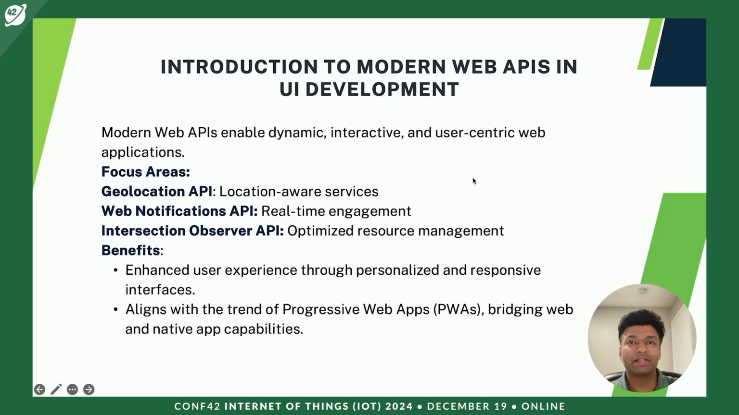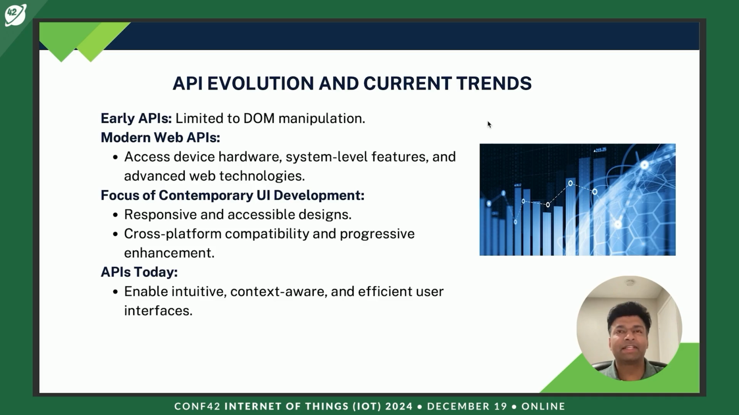These APIs are a critical part of today's web development landscape, especially as progressive web apps continue to blur the line between web and native applications. Let's take a step back and look at how APIs have evolved. Early APIs were simple. They could do things like update text or hide an element on a web page. Useful, but not particularly interactive.